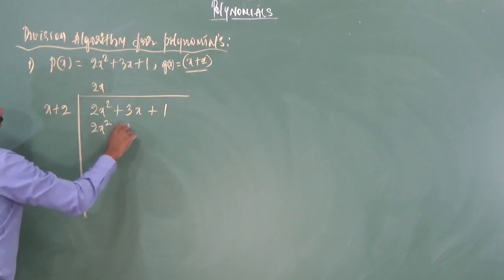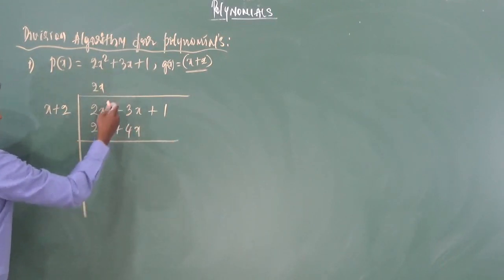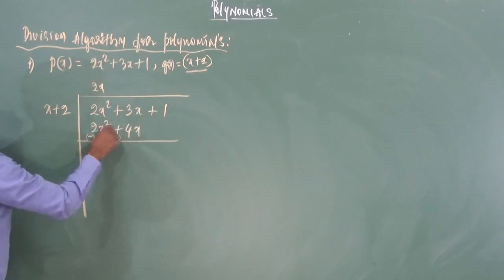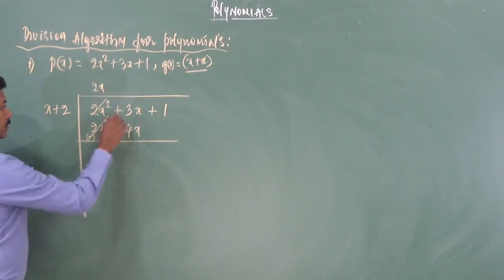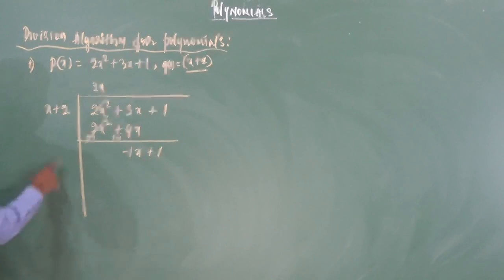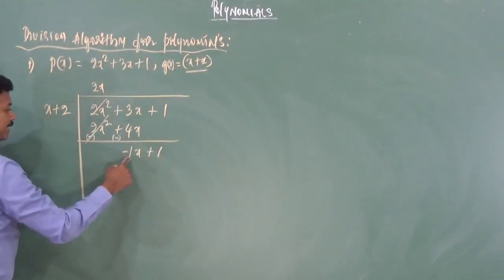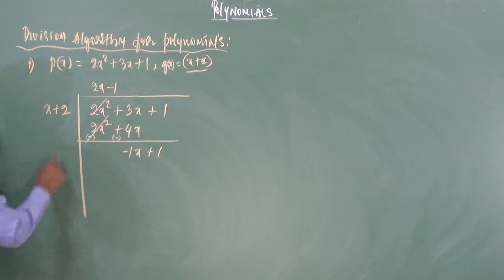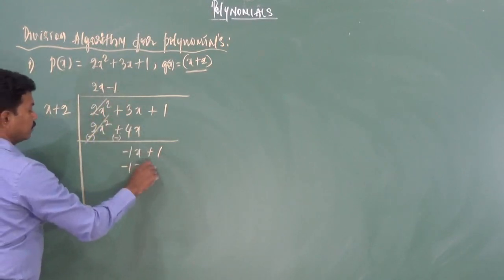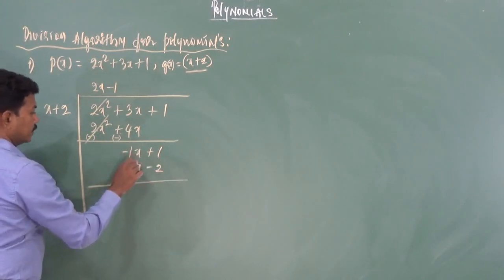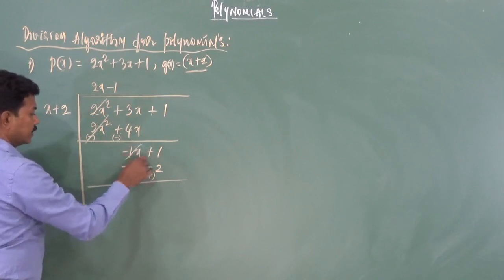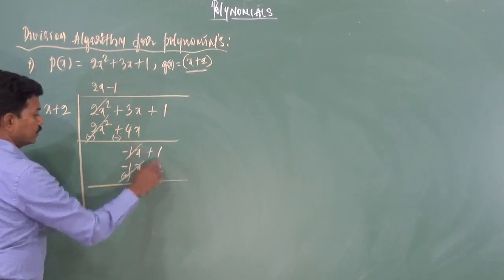2 into 2x is plus 4x. So subtract this polynomial from this, so signs change. Plus 2x square minus 2x square cancels. Plus 3x minus 4x is minus 1x, plus 1. So again, x into what gives you minus 1x? That is minus 1. So x into minus 1 is minus 1x, plus 2 into minus 1 is minus 2. Here we have to subtract this from this, so signs change. Minus 1x plus 1x cancels, plus 2 plus 1 is 3.